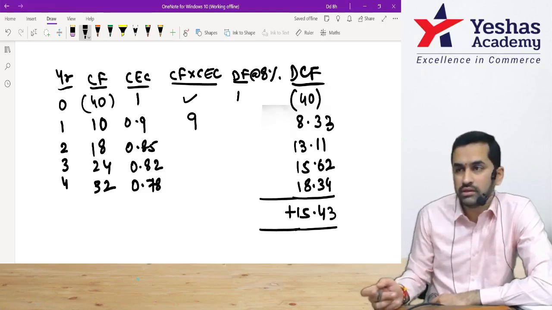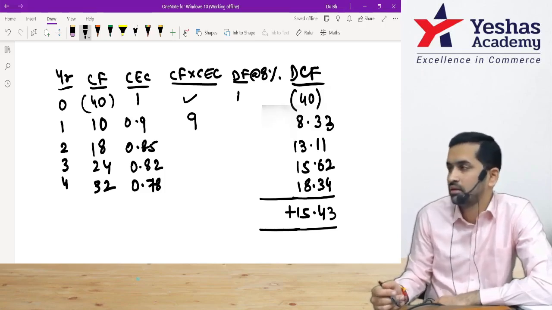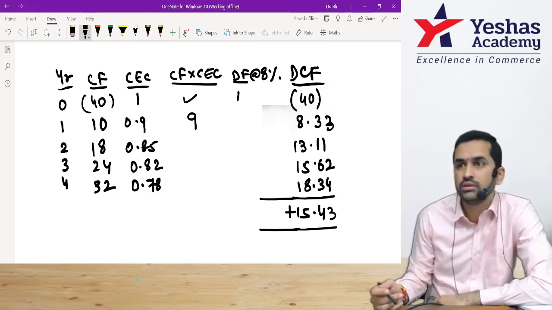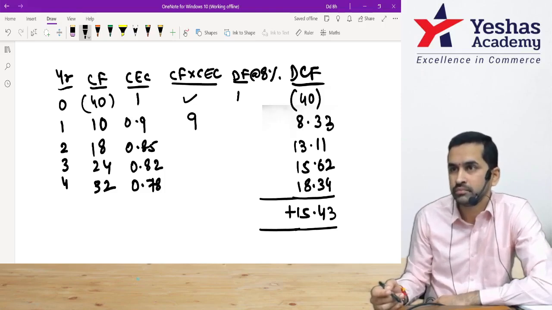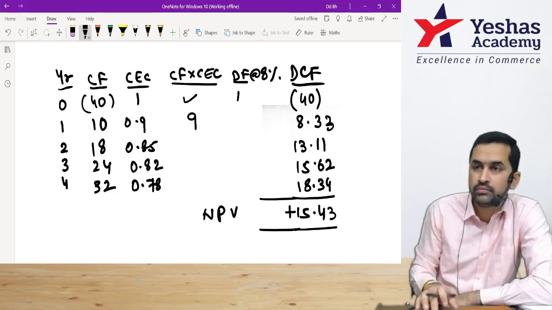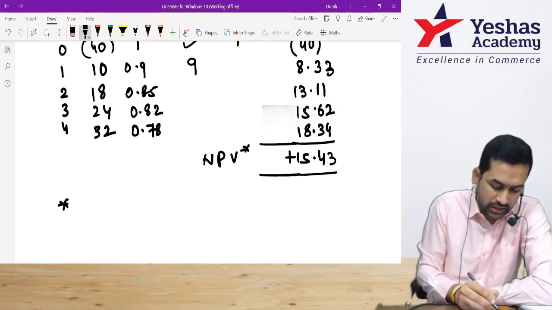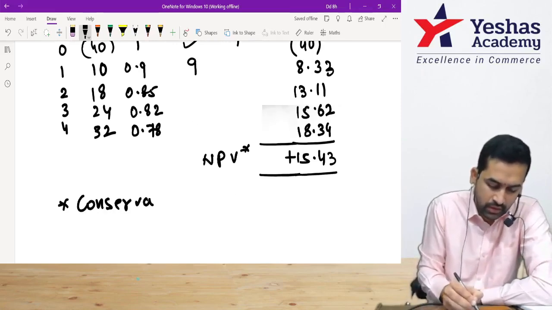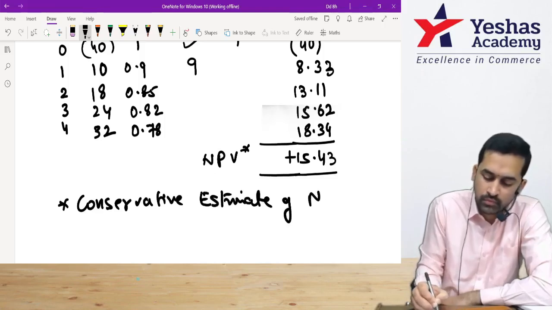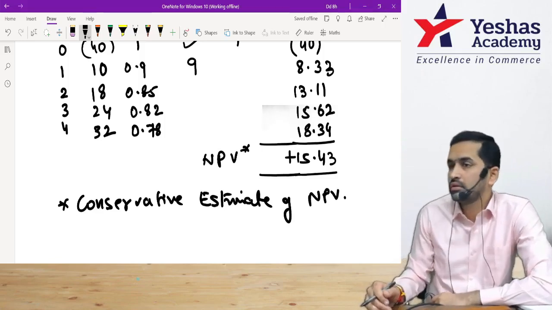Understand this is the conservative way of estimating NPV. It can only be higher than this, not lower than this, because you've already undervalued your cash flows on an annual basis. This is NPV. Mark a small star and understand this as a conservative estimate of NPV.